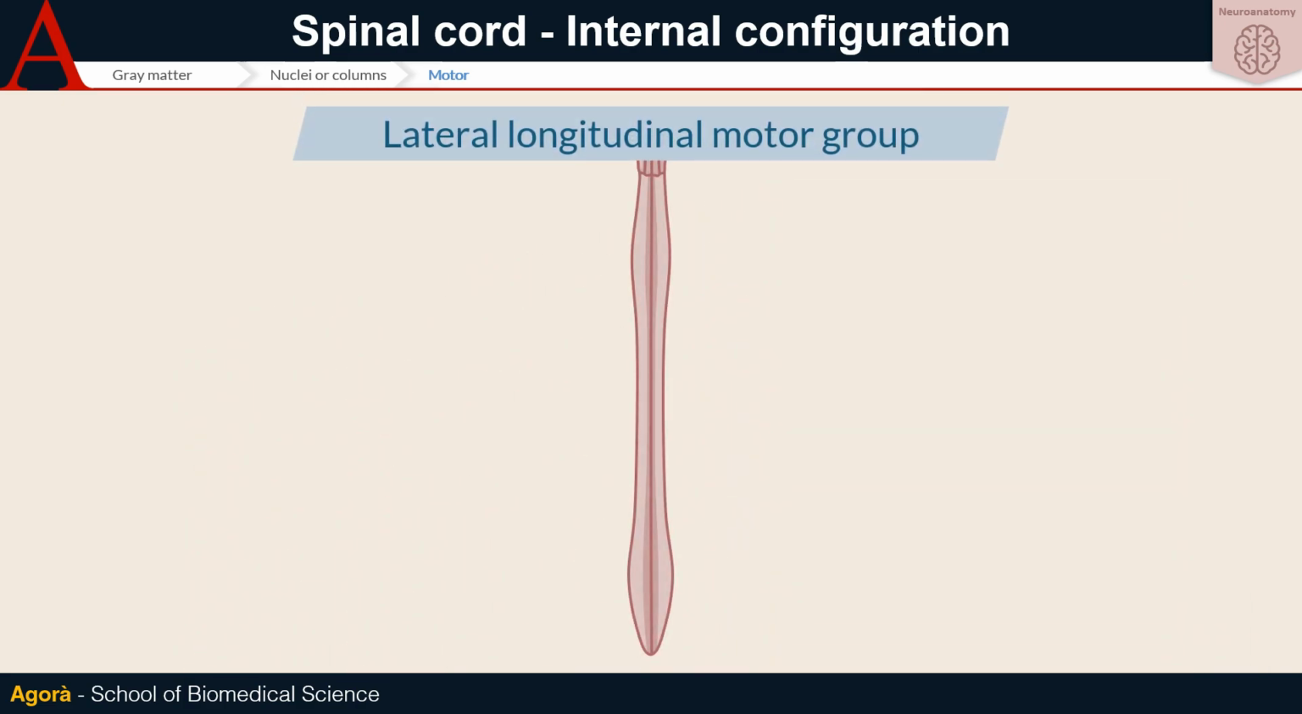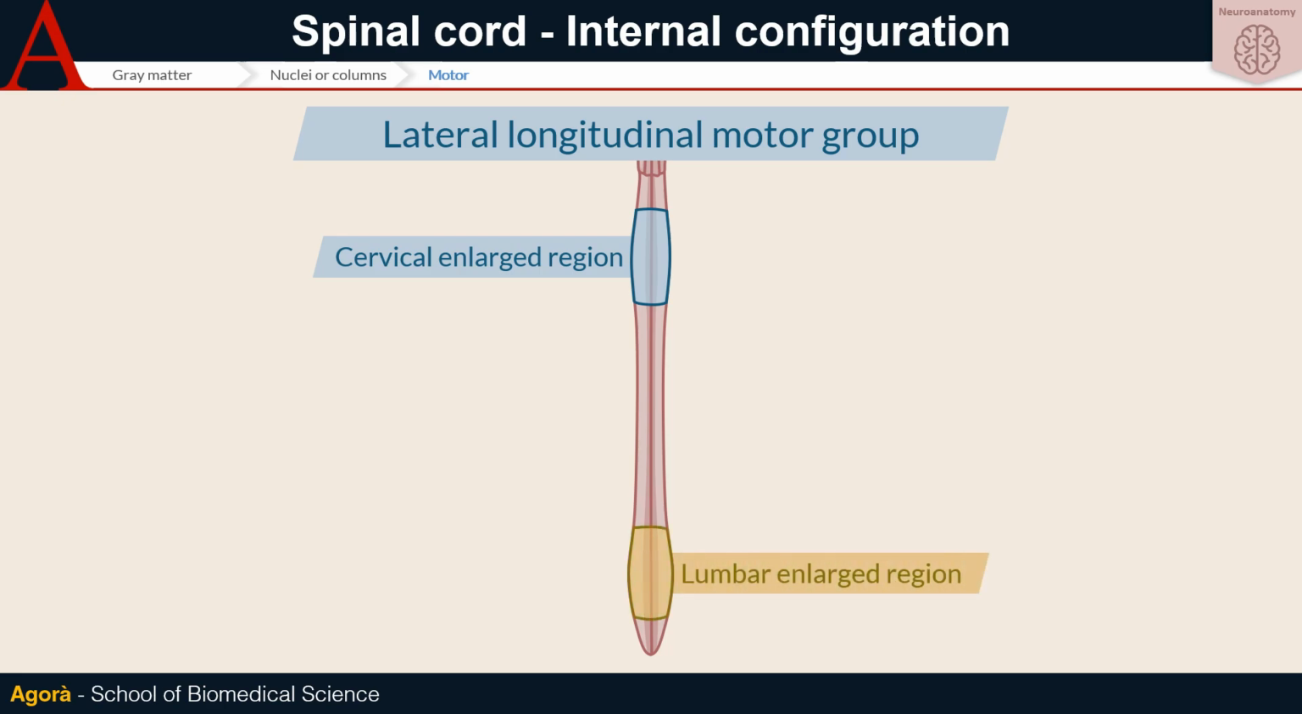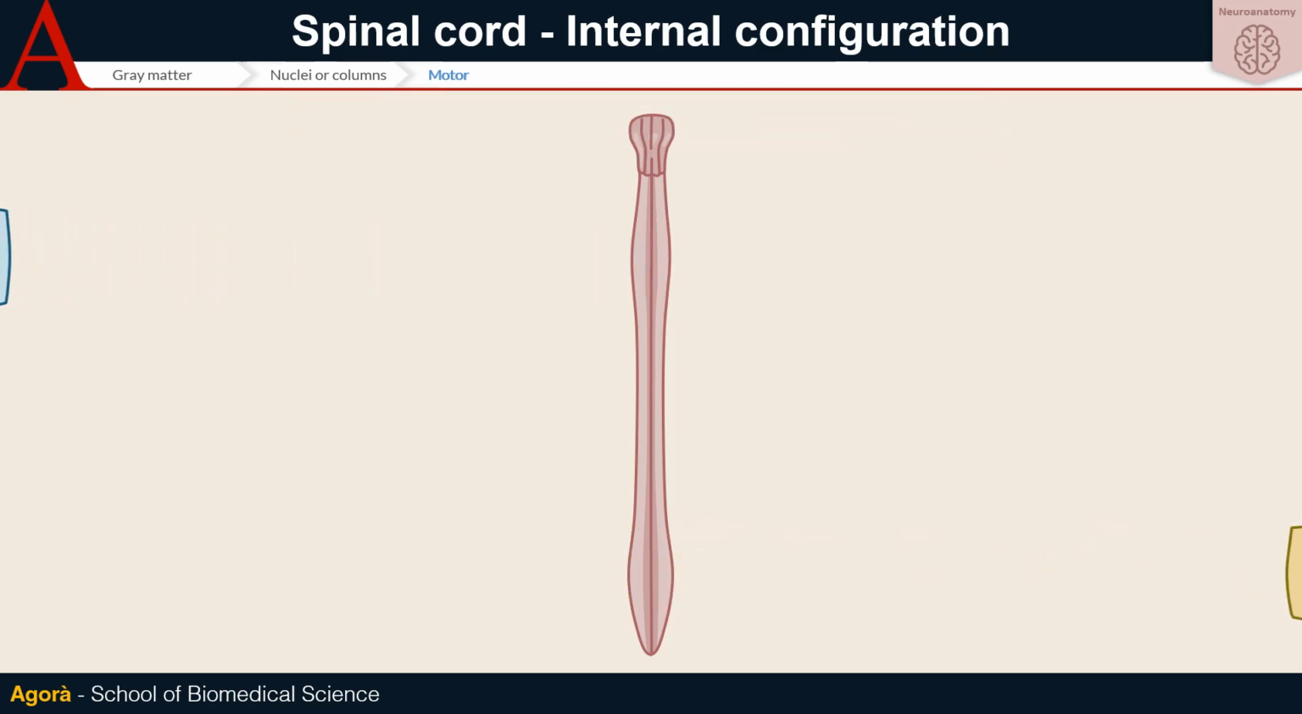The lateral longitudinal motor group is located at the cervical and lumbar enlarged regions of the spinal cord and innervates the muscles of both the upper and lower limbs. The phrenic nucleus, located centrally between the C3 and C7 segments, innervates the diaphragm.